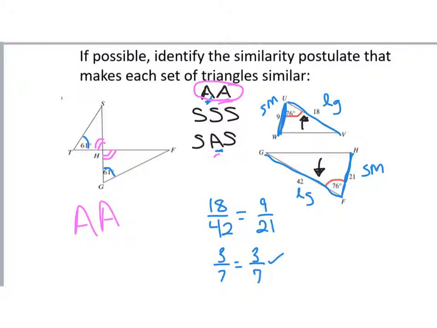So I do have two sets of sides that are proportional, and then I just want to make sure, is the angle included? Is it where the two sides come together? Yes, it is. So that means the angle is in between the two sides. So my second set of triangles are congruent by side, angle, side. Okay? All right, let's look at the next problem.